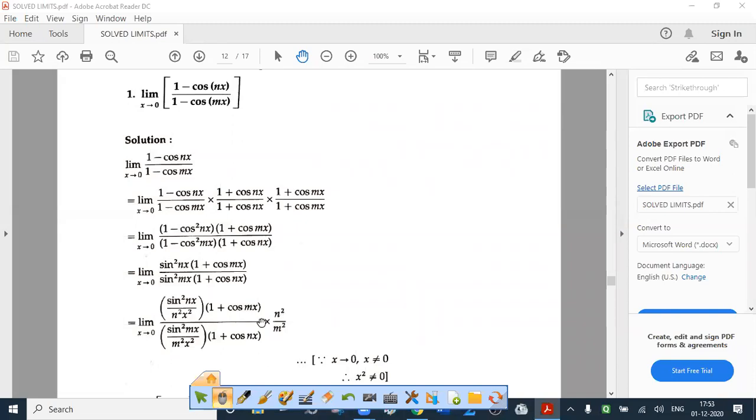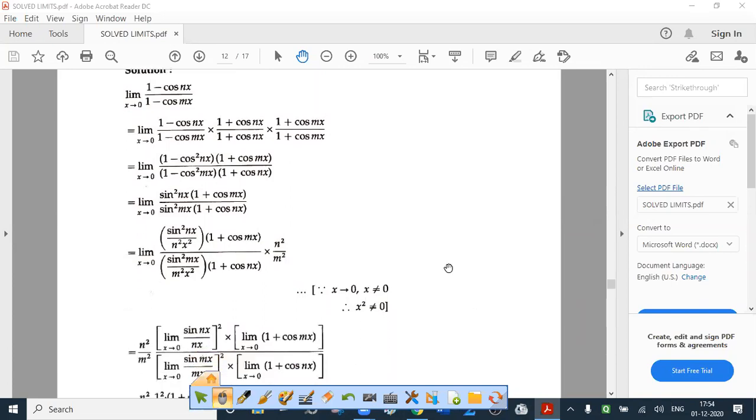What about the denominator? Sine square mx upon m square x square. Why? Angle is mx, then square because sine square is there. So mx bracket square, that is m square x square. But m square was not there. So we multiply the denominator by m square. Now see whether we have written the same thing or not. N square cancel, m square cancel, x square effectively gets cancelled. Yes, we have written the same.